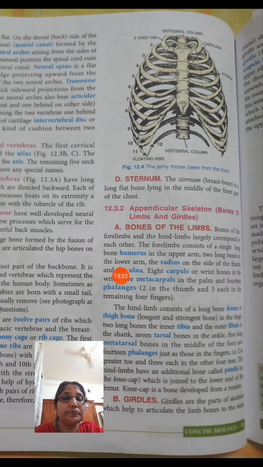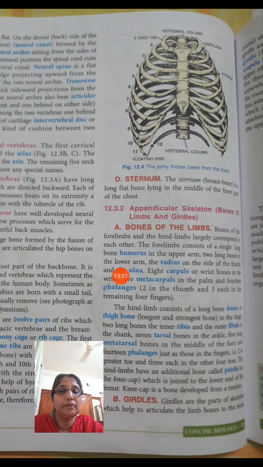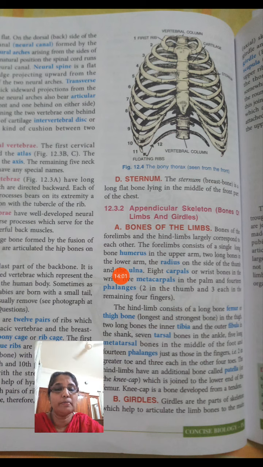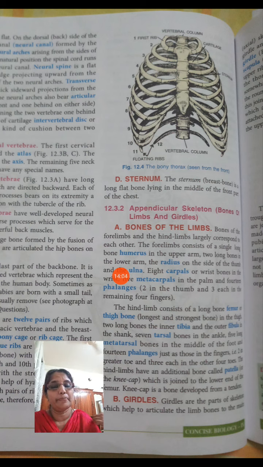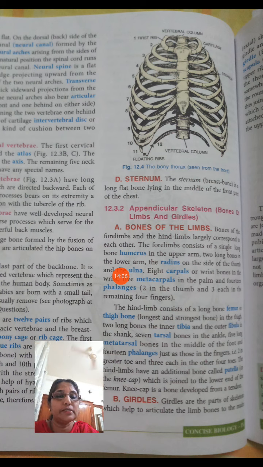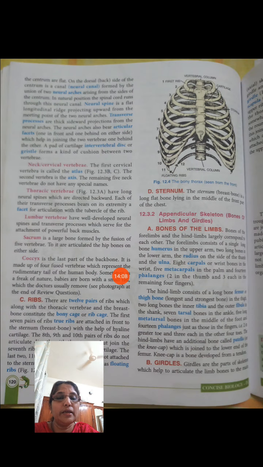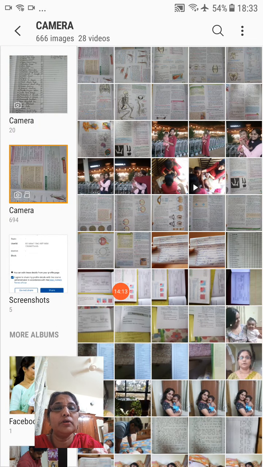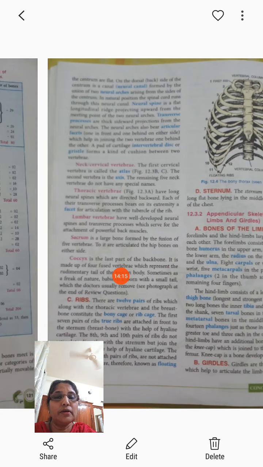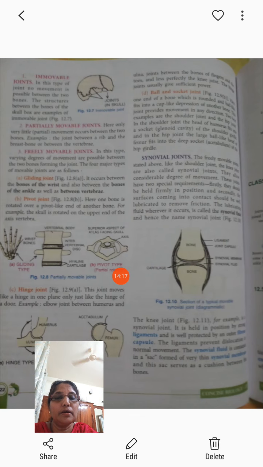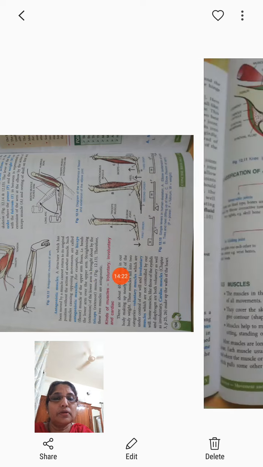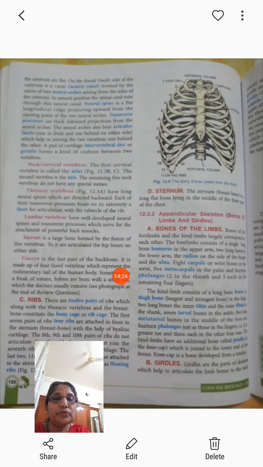Then again, the bones of the limb. First let us learn the forelimb. Forelimb, that is the arm. Its upper part is known as the humerus, and in the lower part the radius and ulna are the two bones here. I shall show you the pictures.